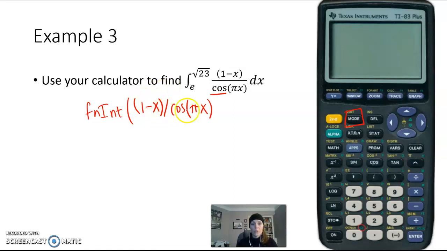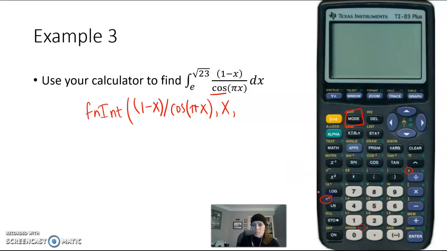So you don't confuse your calculator. What I'm writing out here is exactly what I'm pushing on my calculator. You're then going to put a comma because you've finished entering your function. Then you're going to use x because that's what you're integrating in terms of. Comma, you're going to use your lower bound, which is e. I forgot a comma. You'll find e as the second function here to the division symbol.